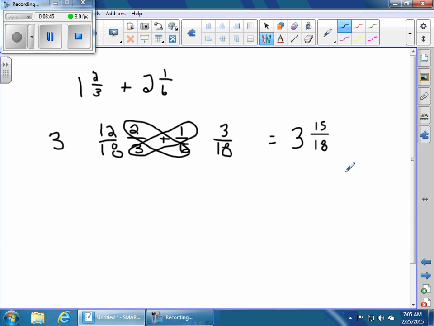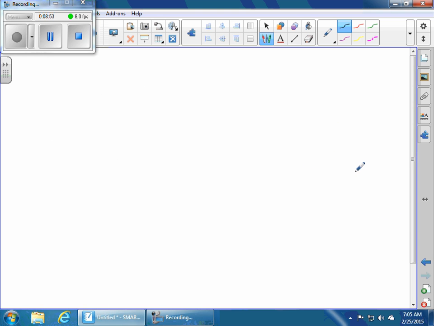Now there are times when you're subtracting mixed numbers that you're going to have to do something called borrowing. Just like you have to borrow when you have a smaller number in a place value in regular subtraction, you also have to borrow when you're subtracting fractions if your fractional parts don't work out.